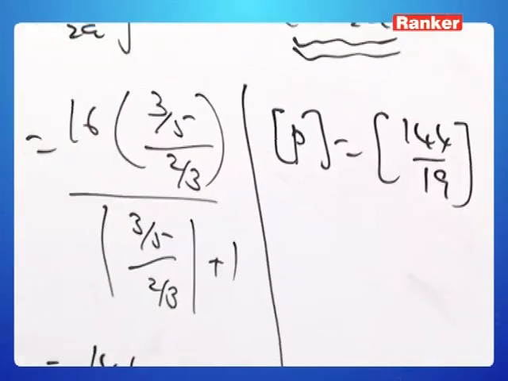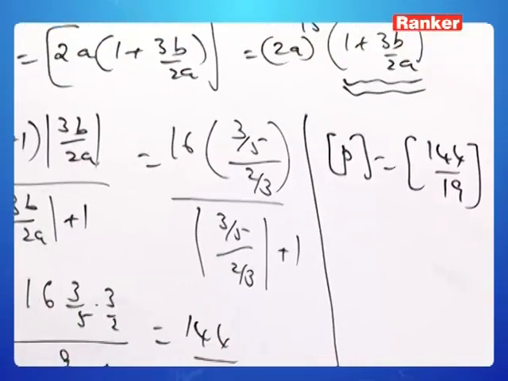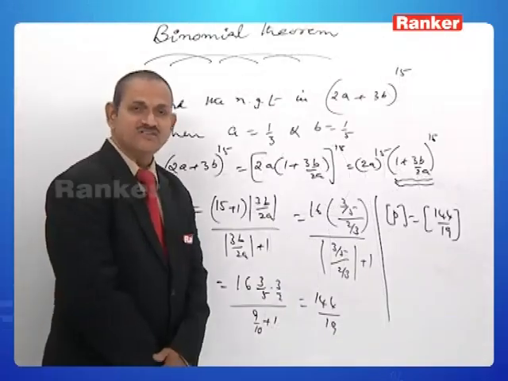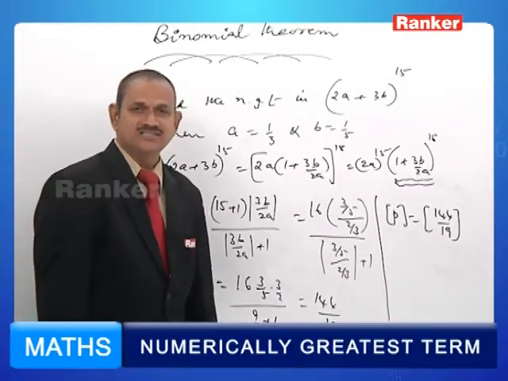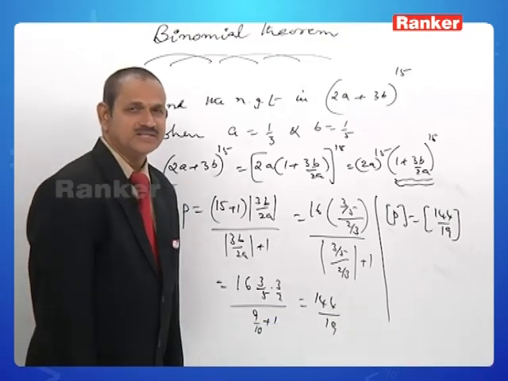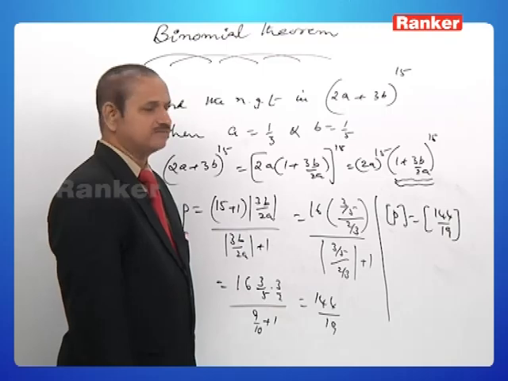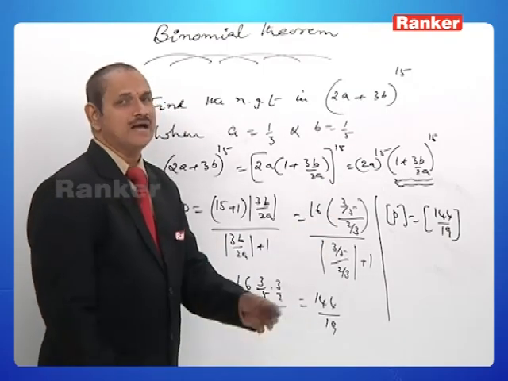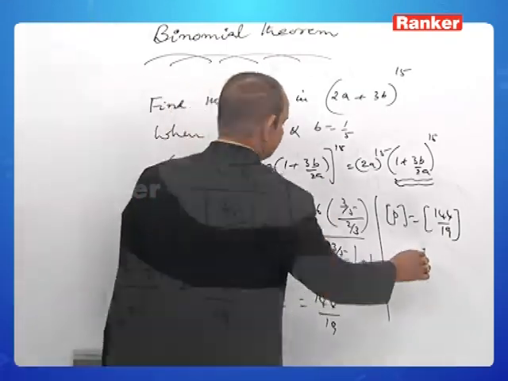144 by 19. Well, how many times will it go? What is 19 into 7? 19 into 7 is, what is that? 70 plus 63, 133. Yes, it goes 7 times. Hence, its integral part is 7.